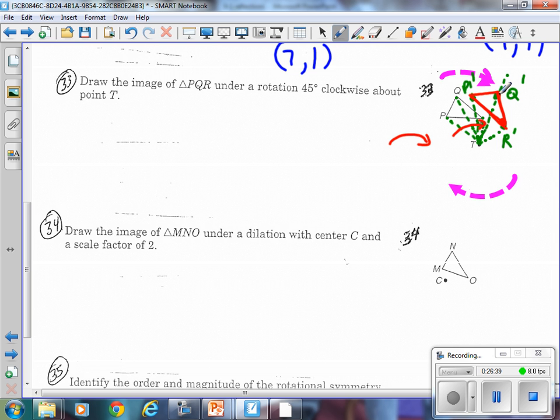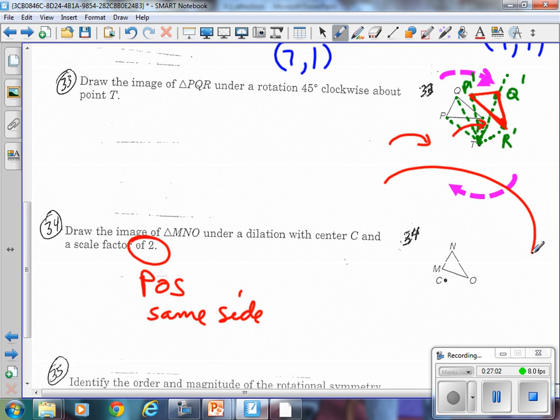Draw the image of triangle MNO under dilation with center C, scale factor 2. Well, the scale factor is positive, so that means it's going to stay on the same side of C. So it should go out up in here somewhere. Should be on this side. And it's got a scale factor of 2, so that means it's going to get bigger. So all I'm going to do on this is draw rays right through there, right through there, right through there.